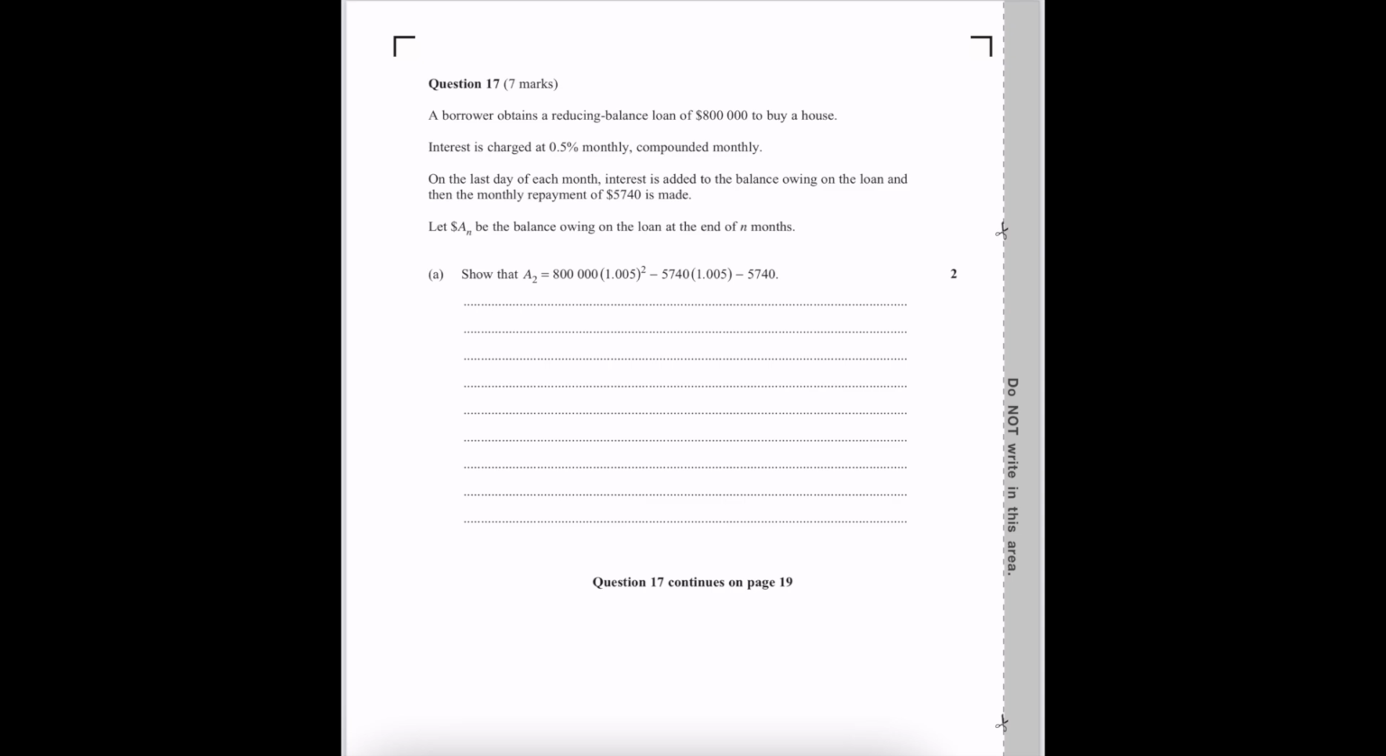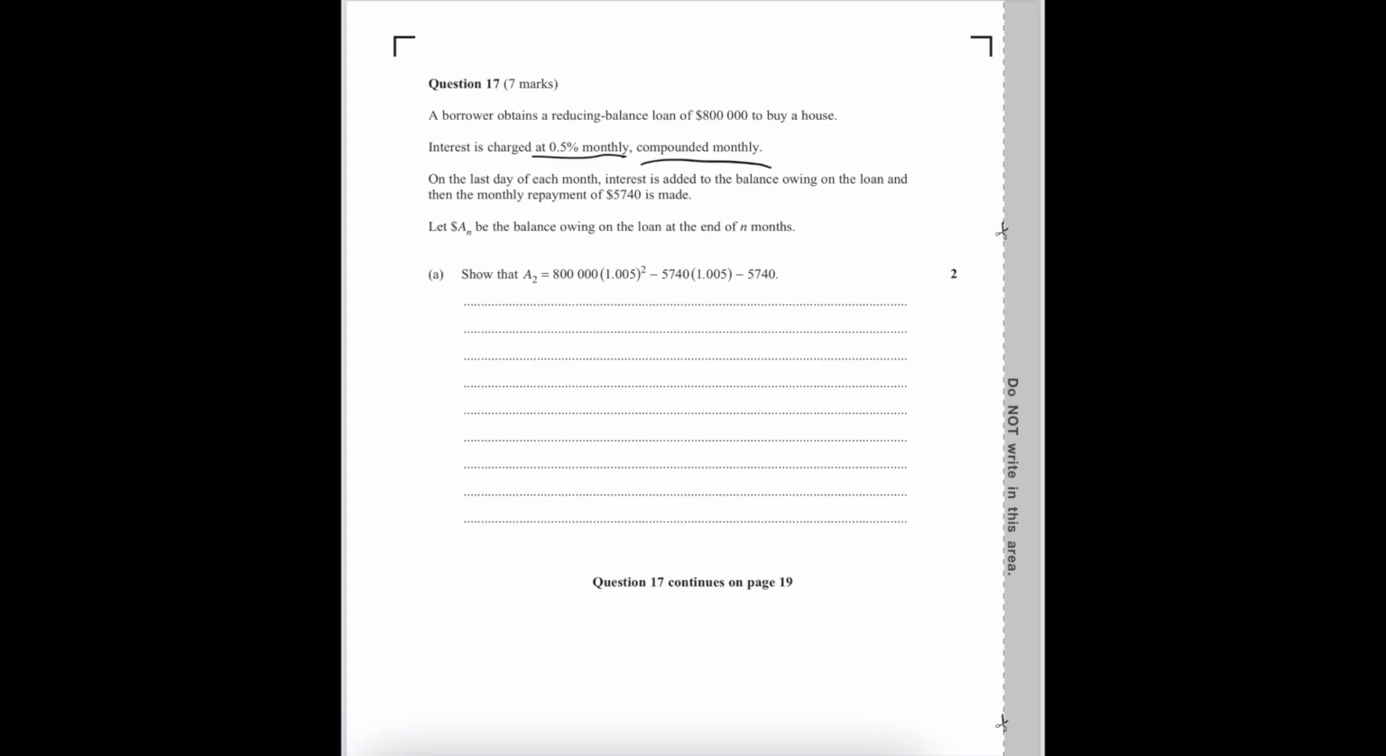Let A_n be the balance owing on the loan at the end of n months. And then we need to show, I guess, that A2 is equal to this. All right, a few things going on here. We have 0.5% interest monthly, compounded monthly. So there's no need to change the interest rate because it's already in a month and we are compounding monthly. Then we say on the last day of each month, interest is added. So we add on interest and then the monthly repayment is made.